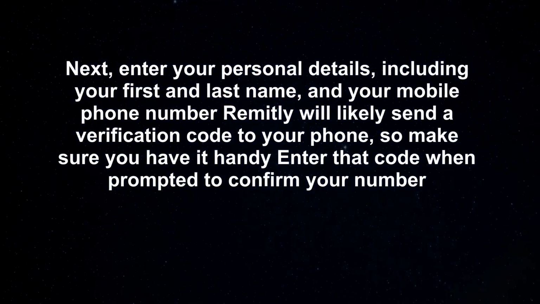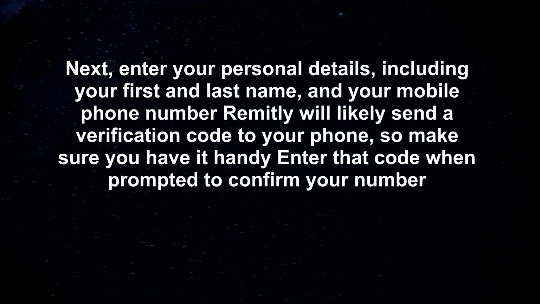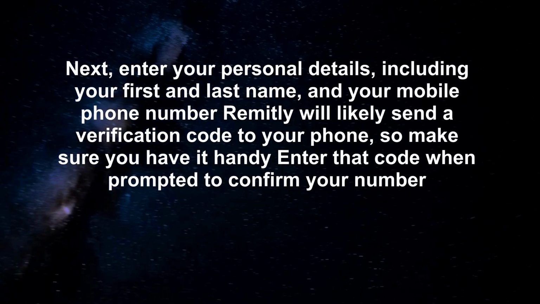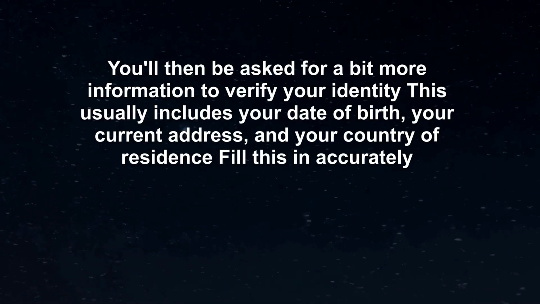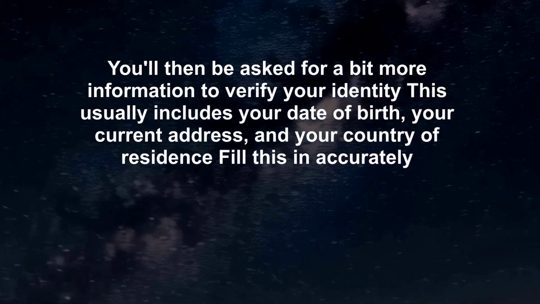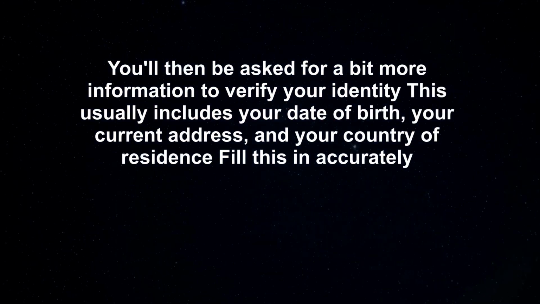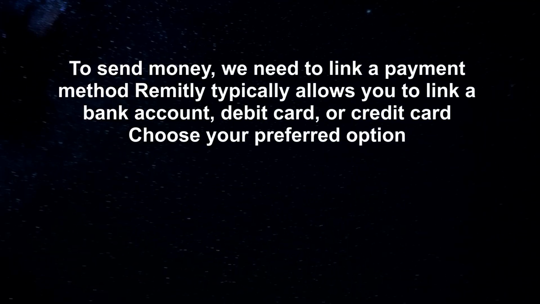Remitly will likely send a verification code to your phone, so make sure you have it handy. Enter that code when prompted to confirm your number. You'll then be asked for a bit more information to verify your identity. This usually includes your date of birth, your current address, and your country of residence. Fill this in accurately.